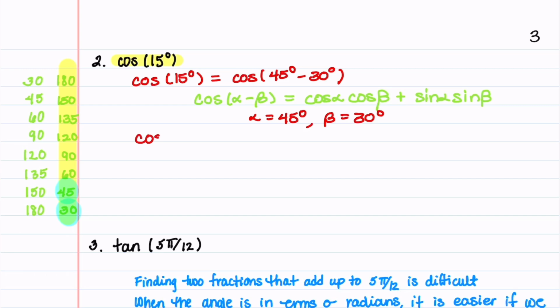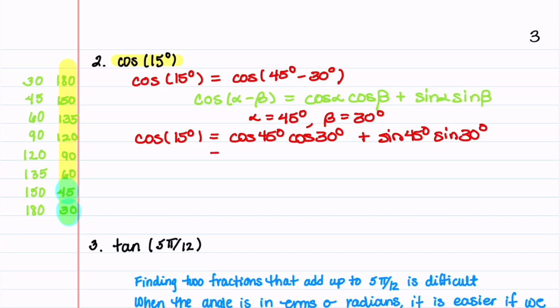This gives us cosine 15 degrees is equal to cosine 45 degrees, cosine 30 degrees, plus sine 45 degrees, sine 30 degrees. Let's now plug in our values. Cosine 45 degrees is root 2 over 2. Cosine 30 degrees is root 3 over 2. And then we add root 2 over 2 times sine of 30, which is 1/2.